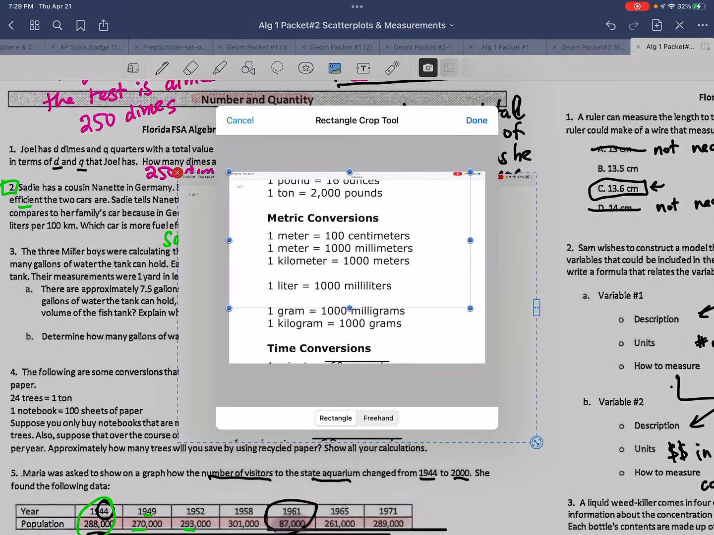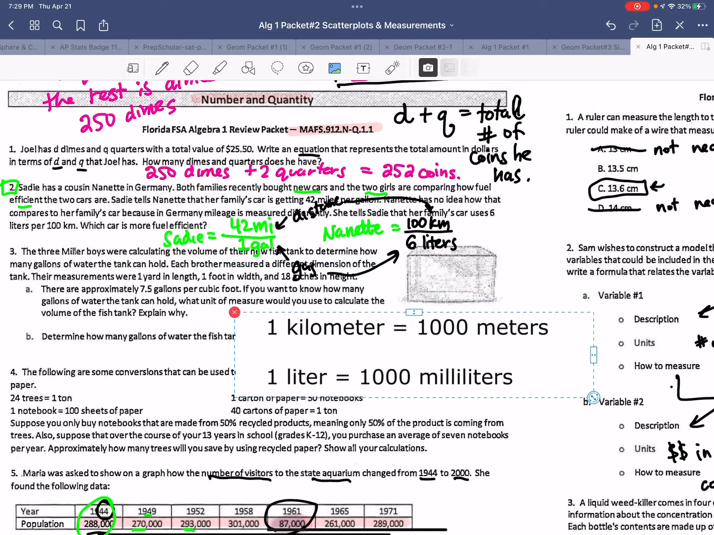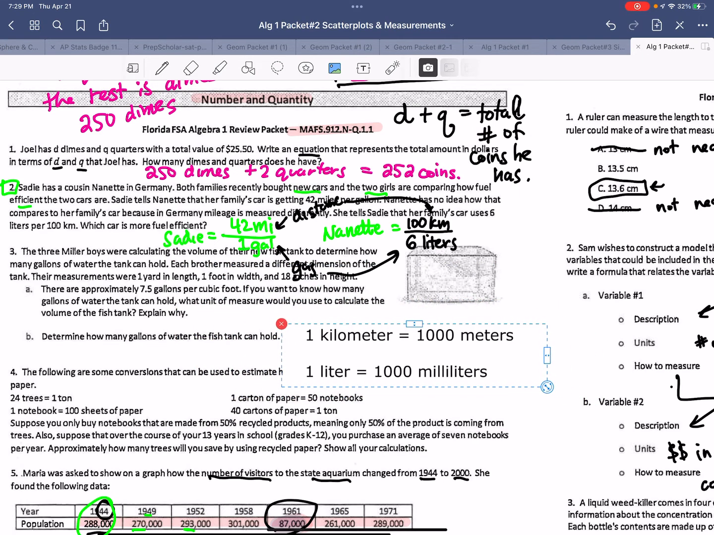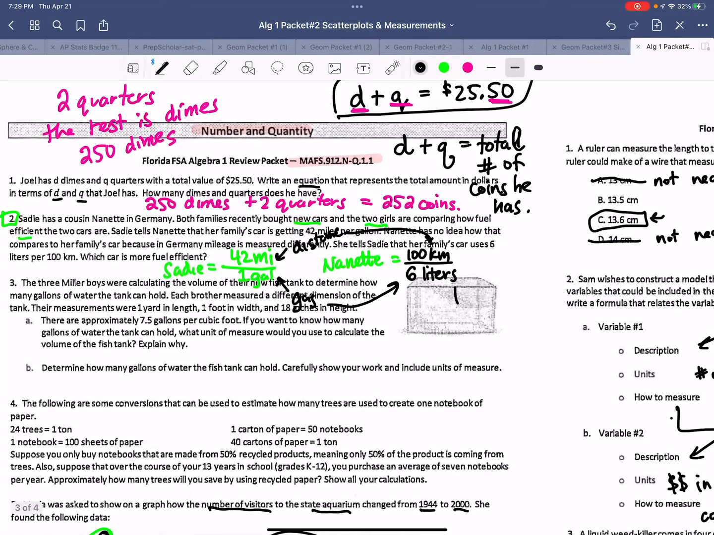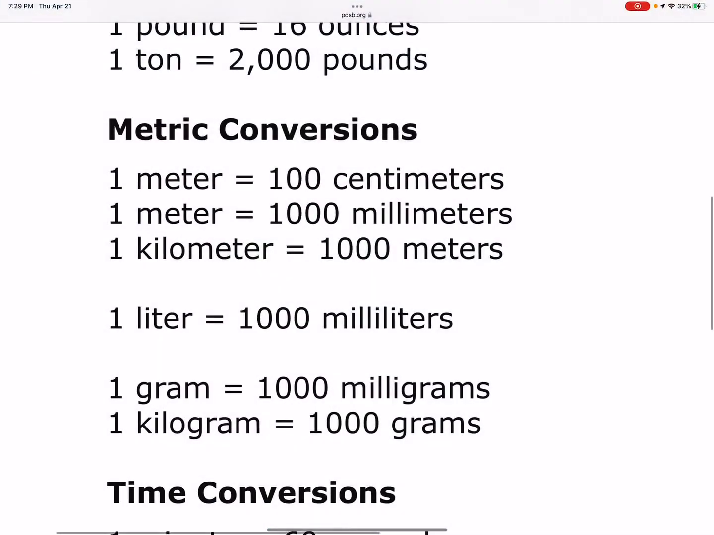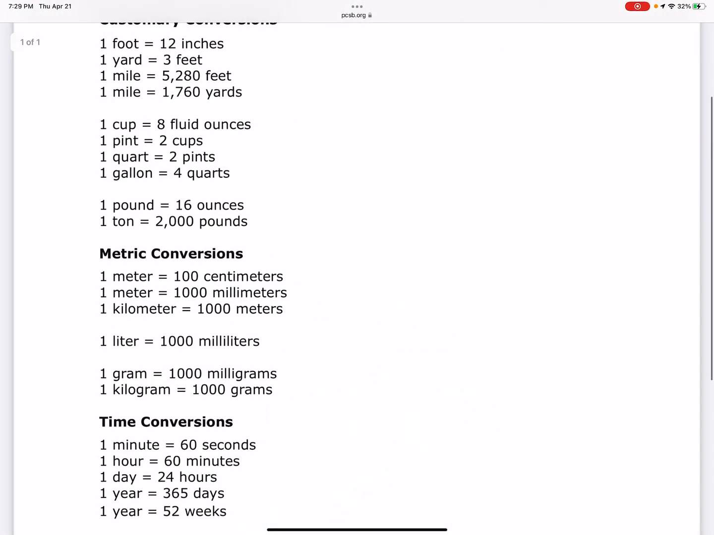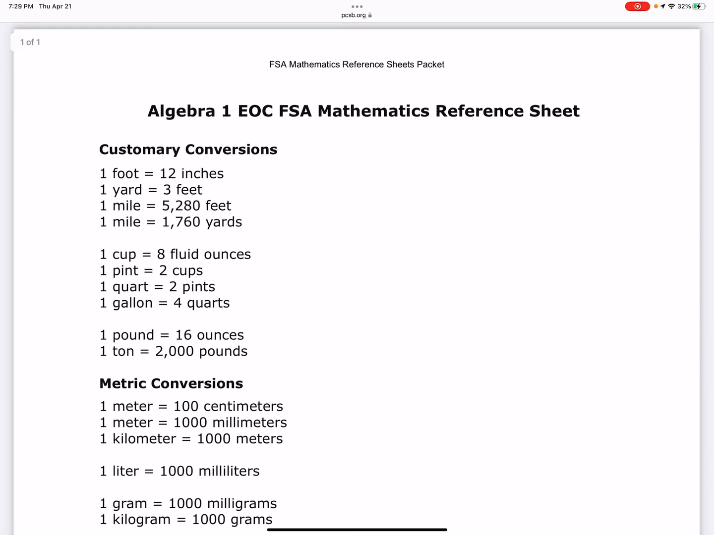All right, nice. Kilometers and meters. Okay, so I need this. But hold on, that doesn't help me. Let's start over. I need to know how many liters are in a gallon, right? And I need to know how many miles are in a kilometer. So, okay, back to the formula sheet. Too fast. How many meters in a kilometer?